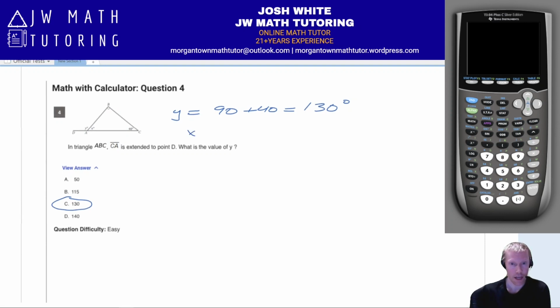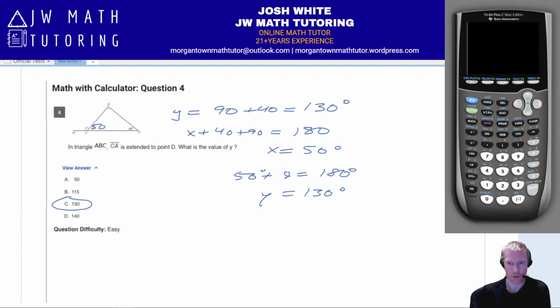recognize that x plus 40 plus 90, which makes up the triangle BAC, has to add up to 180. Then you go ahead and solve that, and you'll find that x equals 50 degrees. And then you just realize that x plus y, or 50 plus y, adds up to 180 because it's a straight line. Therefore, y is going to equal 130 degrees. Again, it's the same answer. It's just a different way of thinking about it. It's a little bit longer because it's a couple more steps, but really not that much more time.